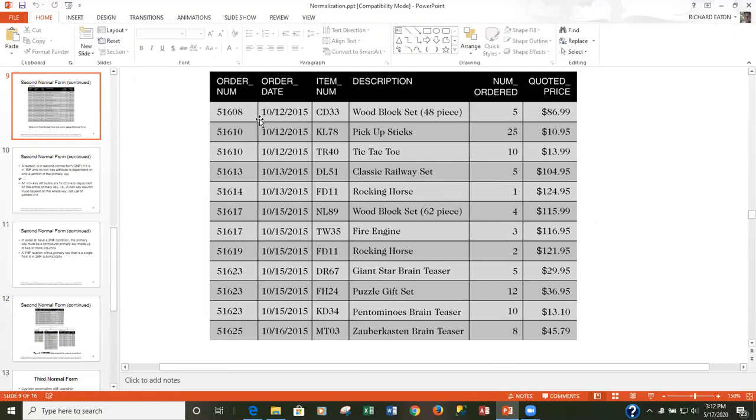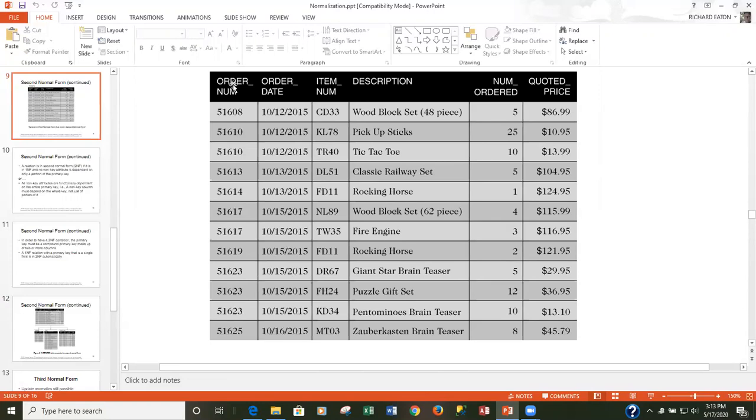In this case, what is our primary key? A primary key in this table cannot be the order number because we see here that 51610 is repeated. The reason why it's repeated is that there were two items on that particular order. Down here, there are three items on 51623. So we have 1, 2, 3 rows with duplicated numbers here. So the order number itself cannot be a primary key.